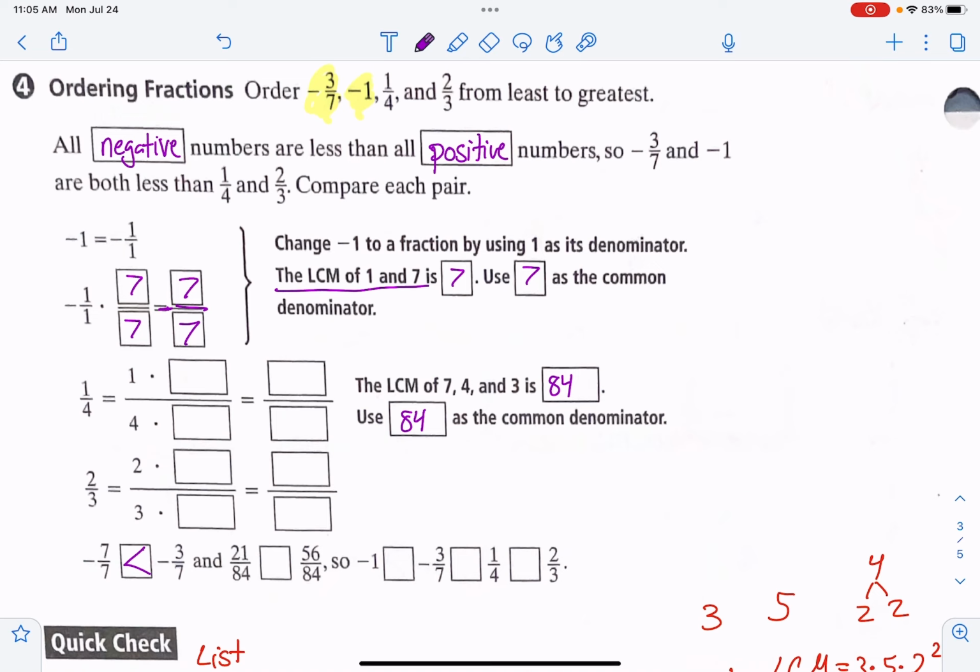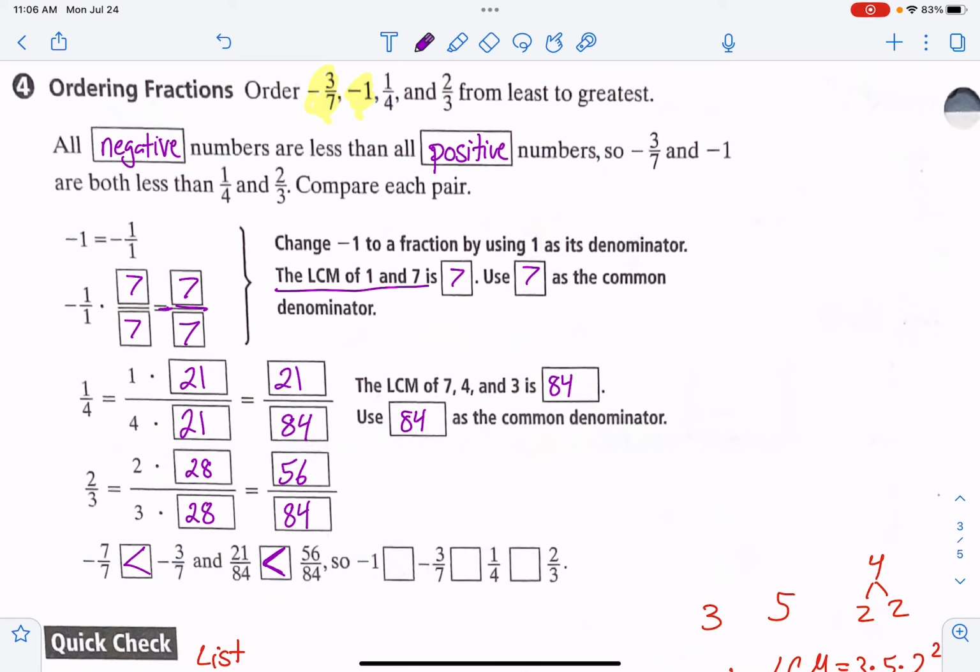So if I have 1/4, what do I need to multiply it by to get 84 on the bottom? 4 times something is going to give me 84. 21. So we're going to put 21 on top and bottom. 1 times 21 is 21, and 4 times 21 is 84. Then again, we need 3 times something to get to 84. Top and bottom are going to multiply by 28, and that's going to give us 56/84. So now we can tell that 21/84 is smaller than 56/84, and that helps us figure out our fractions.